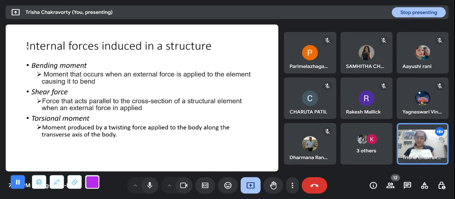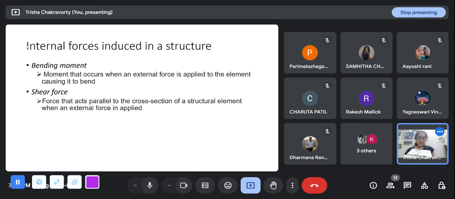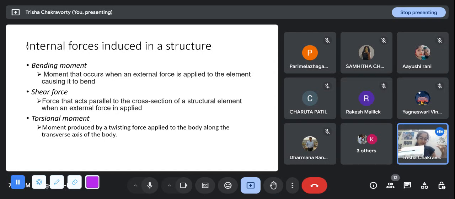And torsional moment and axial force are basically generated due to a force that is perpendicular to the cross section, so in this direction. You can imagine axial force is the force that acts in the direction of the axis of the body. This is the axis of the body. So if I am applying a compression or a tension force here, the force that will be generated inside this is the axial force.